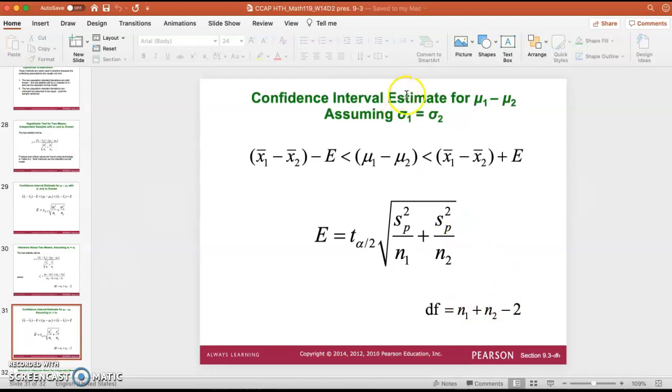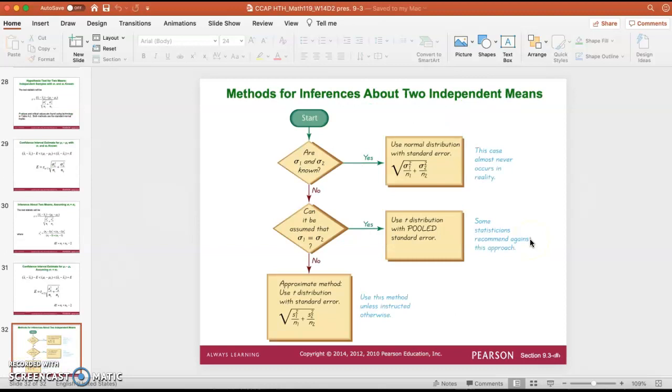And then the confidence interval estimate for this case, where we're assuming the standard deviations are both equal, is just still taking sample mean differences, adding and subtracting a margin of error. And this time to get the margin of error, we just use that same t critical value, so using degrees of freedom, both sample sizes added together, then minus 2. And this time we're just using that same pooled variance divided by first sample size plus pooled variance divided by the second sample size, all in square root.